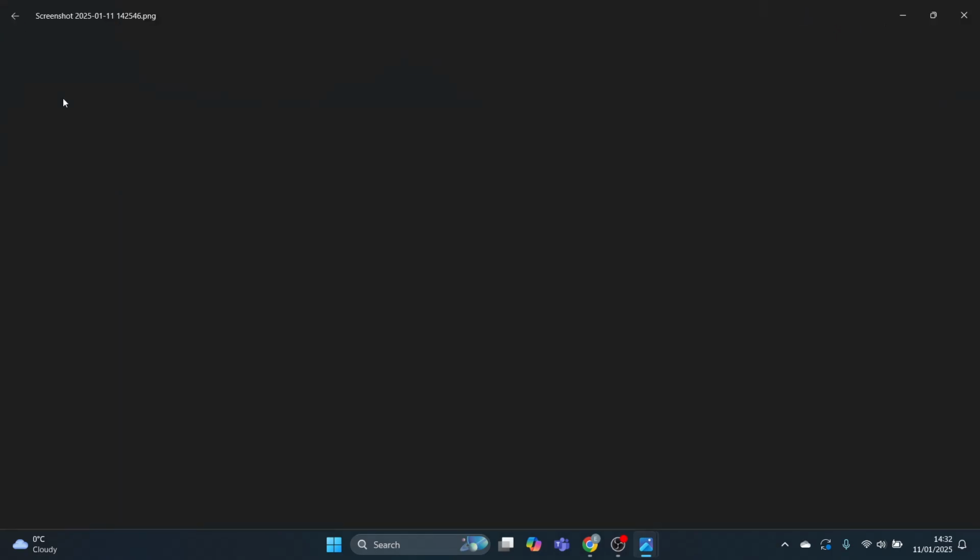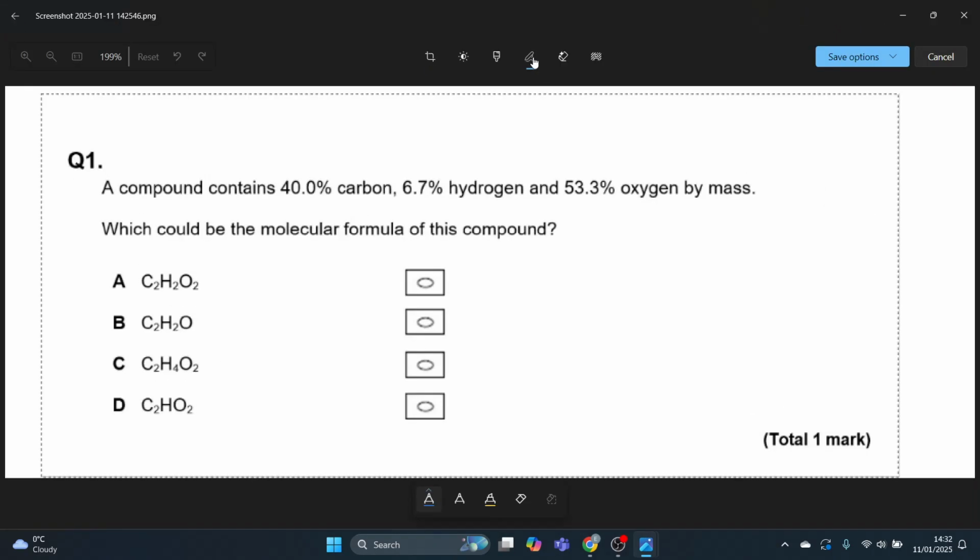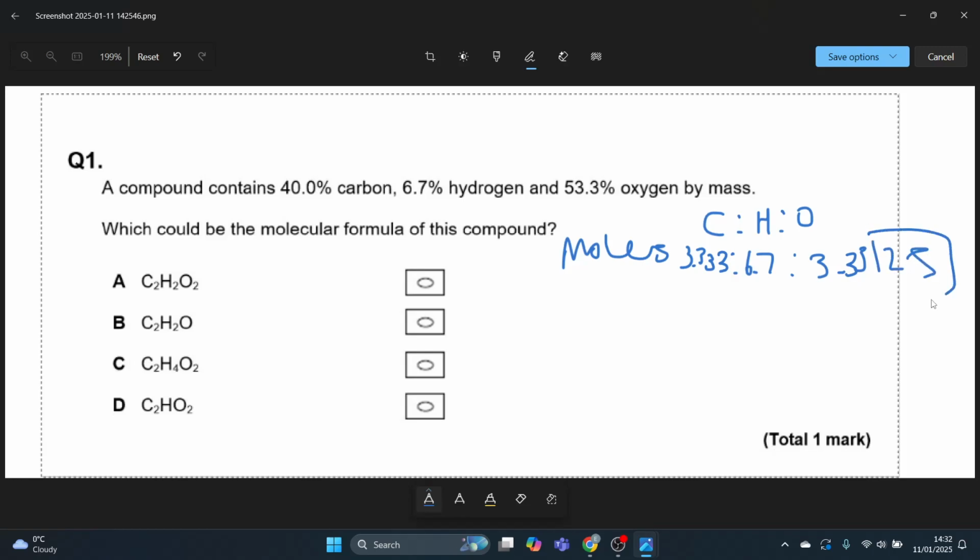Question 1. We need the molecular formula of the compound. Let's add them all up to make sure it adds up to 100. It does. Now work out the moles of each one. Carbon, 40 divided by 12, 3.333. Hydrogen, 6.7 divided by 1, so 6.7. Oxygen, 53.3 divided by 16, not 32, 3.33125. So that's the special part.